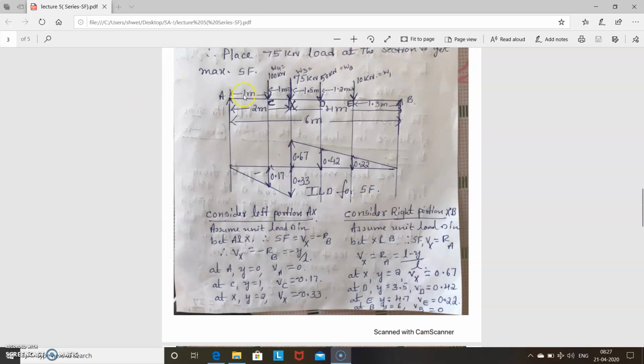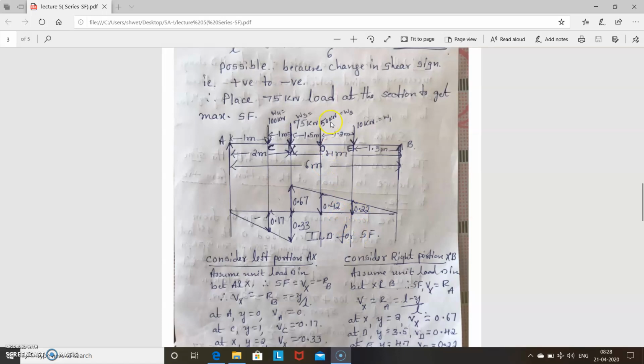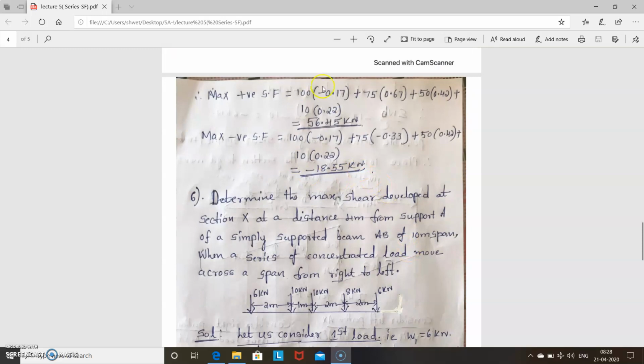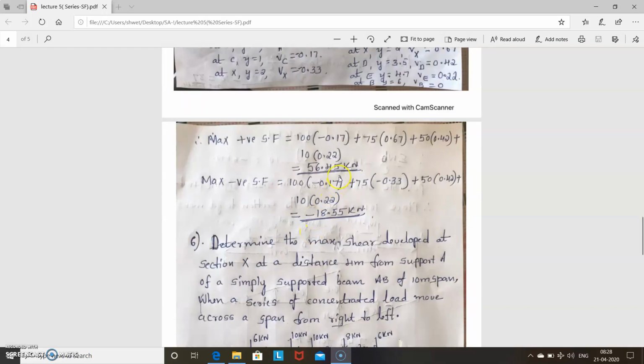Next consider negative shear force, that is 100 into minus 0.17 plus 75 into minus 0.33, because now it is negative shear force, you have to consider the negative value at the section. Next plus 50 into 0.42 plus 10 into 0.22. So you get this answer. Only you have to take care of that: at the section there are two values. For positive shear force, take the positive value, all other things are the same, and for negative shear force, take the negative value, other things are common. So you get the positive shear force and negative shear force. Okay, thank you.